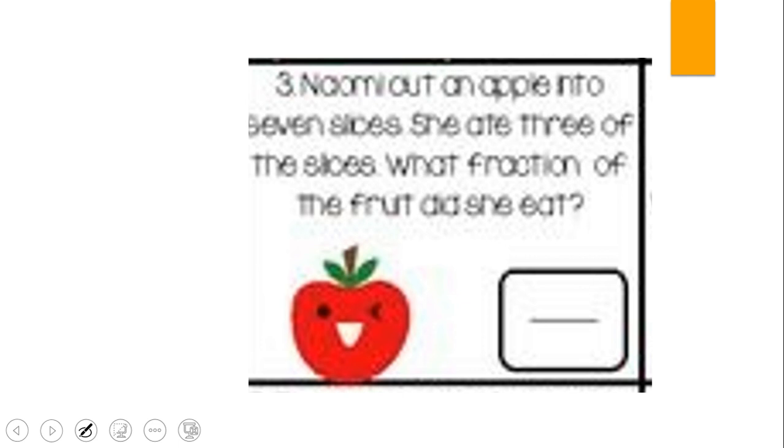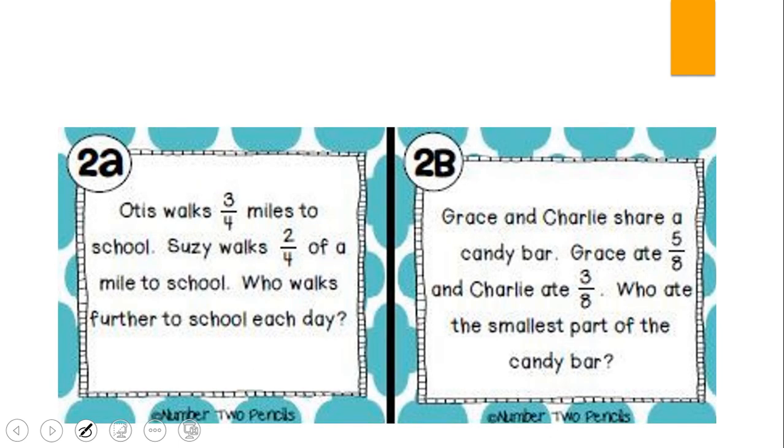So it says, Naomi cut an apple into 7 slices. She ate 3 of the slices. What fraction of the fruit did she eat? So the first thing we need to find out is the denominator, which is how many slices makes up the whole apple, and we know that's 7. And then when she says she ate 3, and we're trying to find out how many she ate, she ate 3 slices. Okay, so it's 3 over 7 is our fraction.